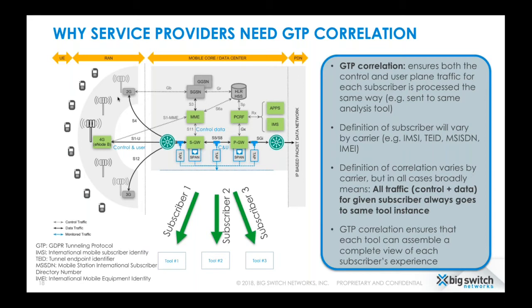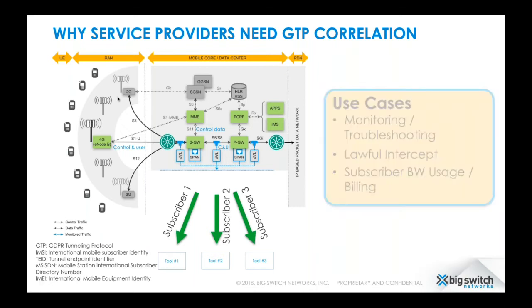And there's a very good reason for that. It's because each tool instance wants to be able to assemble a complete view of what the subscriber experience is all about. And that can only happen if all traffic for that particular subscriber goes to the same tool instance. Now, the definition of the subscriber varies by different organizations. It could mean MZ, it could mean TEID, it could mean MSISDN or IMEI. But the final goal is always the same, that all the traffic of a subscriber should go to a single tool instance. And why is this needed?